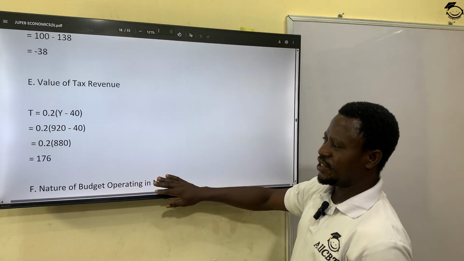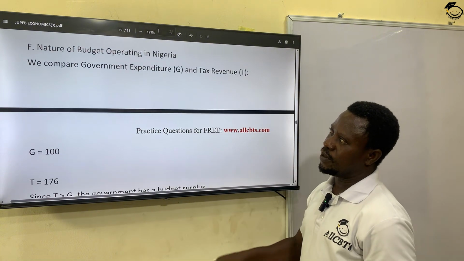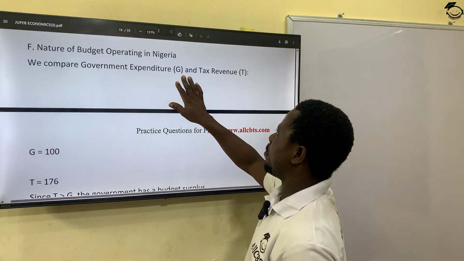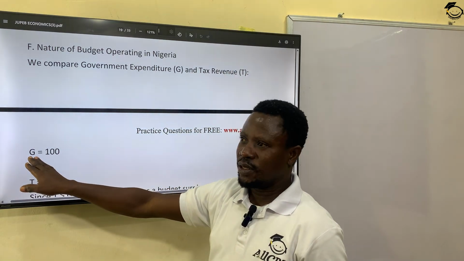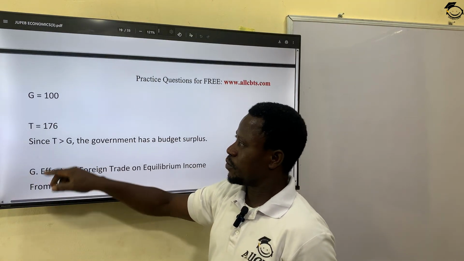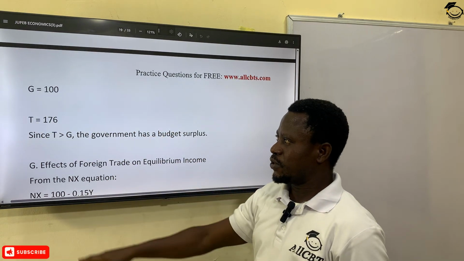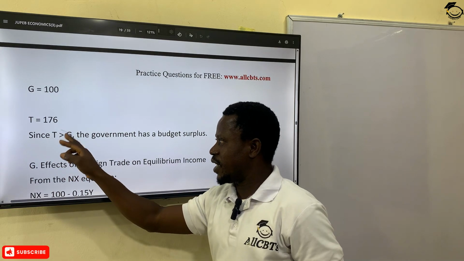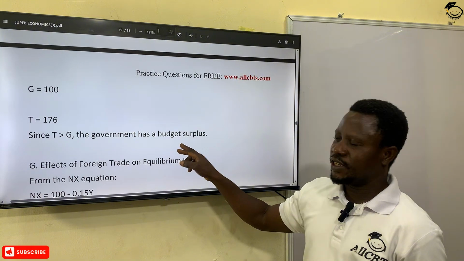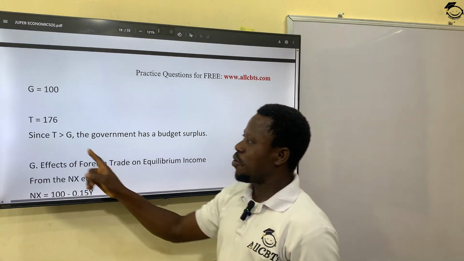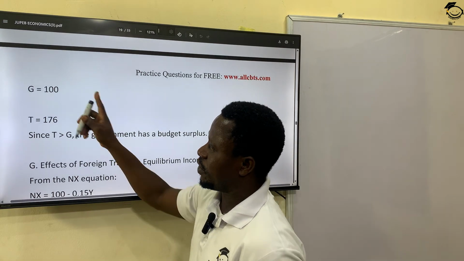So what kind of budget do you think the Nigerian government is operating from this calculation? We compare government expenditure and tax revenue. Government expenditure is 100, given to us. The tax is 176, which we just derived. So since tax is greater than government expenditure, the government has a budget surplus. In other words, the government is earning more. Tax is revenue for the government, so this tax represents revenue.